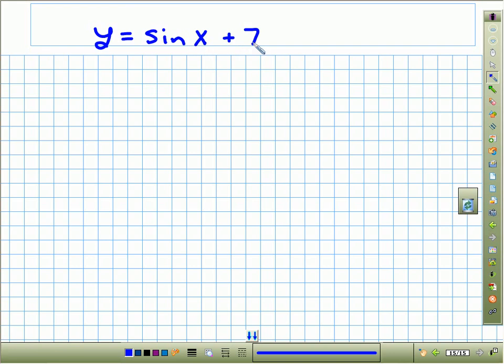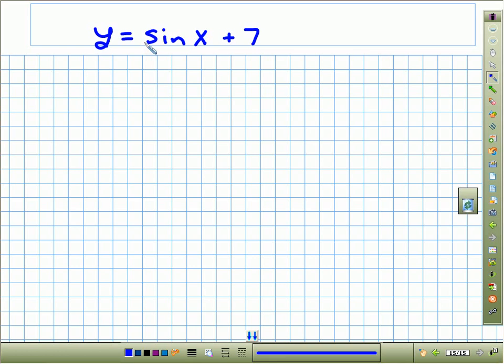Now, notice that with this function, there is nothing to change the period or the amplitude, right? Because there's nothing in here with the x being multiplied, and there's nothing on the outside being multiplied. There's nothing changing the shape. This is going to have just the same shape, and it's going to shift up. That's all that's going on here. All that we have going on is this one vertical shift.